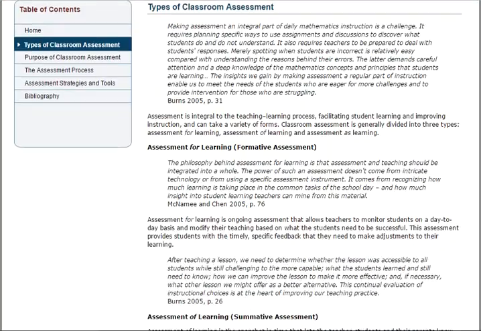Assessments for learning, formative assessments, are an ongoing assessment that allows teachers to monitor students on a day-to-day basis and modify their teaching based on what the students need to be successful. This assessment provides students with the timely, specific feedback that they need to make adjustments to their learning.